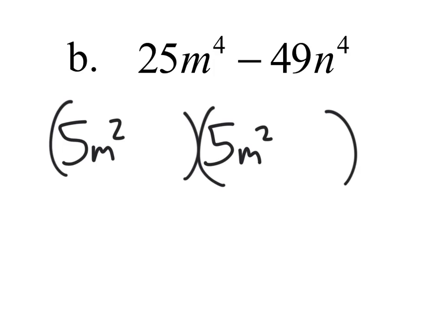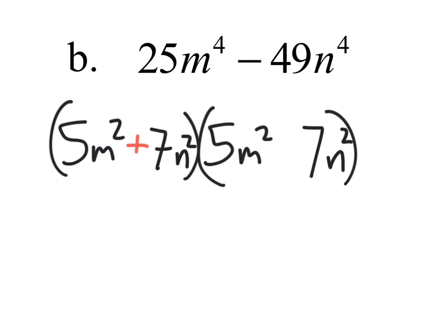right? And what about 49? I know that what times what gives us 49? Simply 7, and then we see it's n to the fourth, so we can do n to the second, 7, n to the second, but we can't forget the signs critically, because this is a difference of perfect squares.